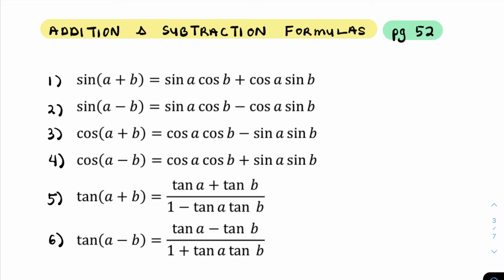Then you have the cosine. For the addition of two angles, A plus B, you get cos A cos B minus sine A sine B, and for the subtraction, cos A minus B is equivalent to cos A cos B plus sine A sine B. For the tangent, tangent A plus B is equivalent to tangent A plus tangent B over 1 minus tangent A multiplied by tangent B. Then the last one, tangent A minus B, which is subtraction, is equivalent to tangent A minus tangent B over 1 plus tangent A multiplied by tangent B.